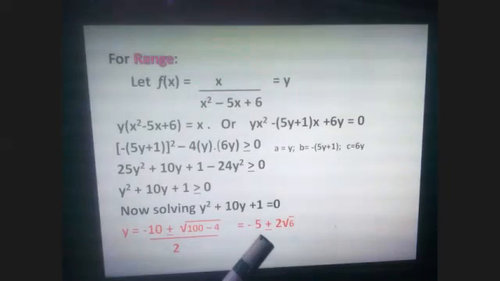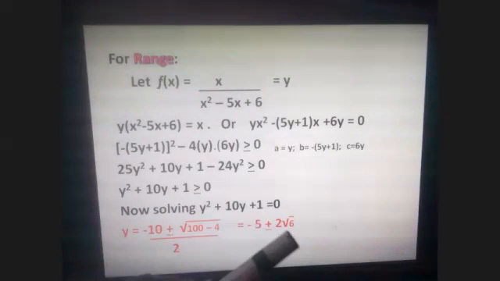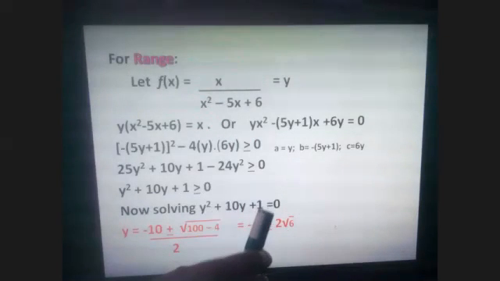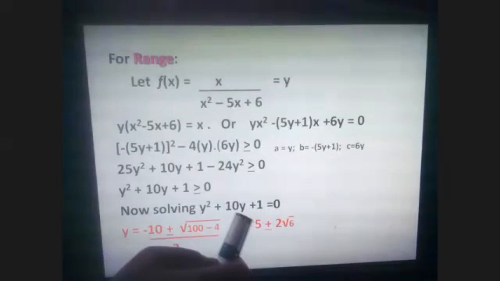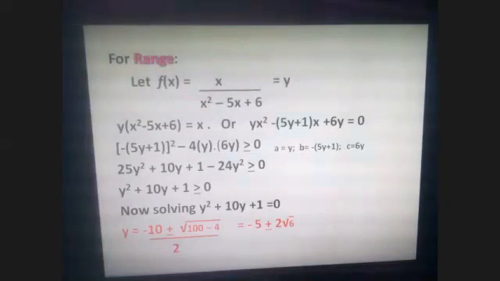These two values, which two values? Minus 5 minus 2 root 6 and minus 5 plus 2 root 6. Let me call them alpha and beta. For these two values, alpha and beta, this quadratic polynomial is equal to 0. Now, for what values of y is the quadratic polynomial more than or equal to 0? That is the question. Can you tell me?